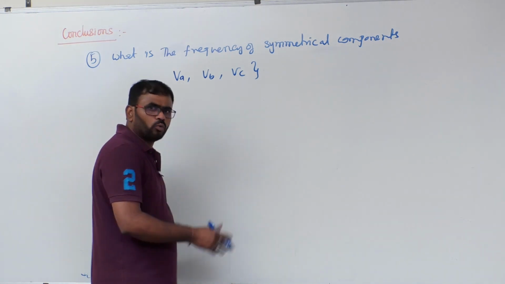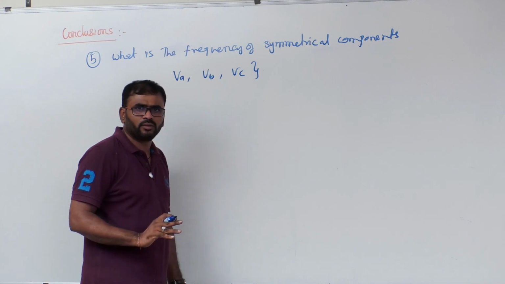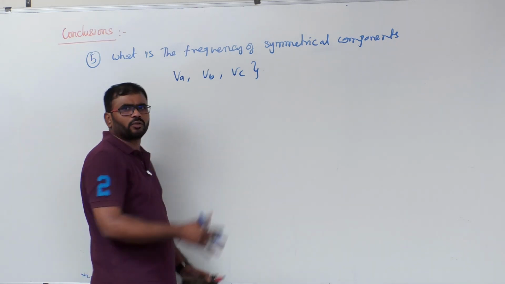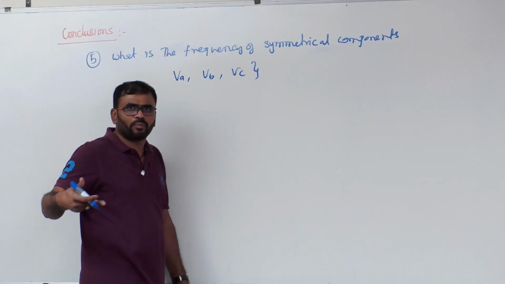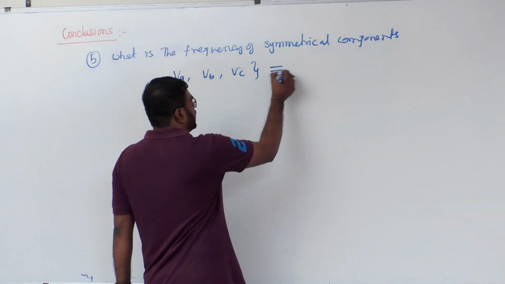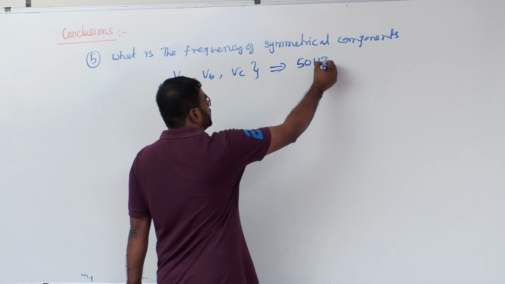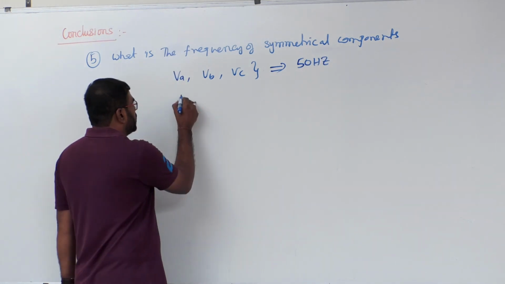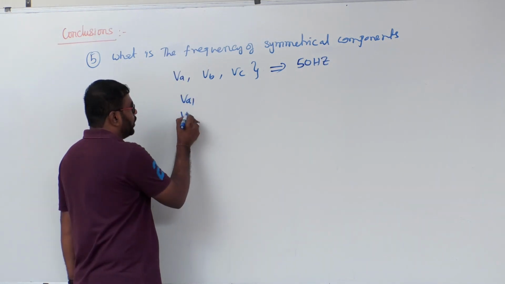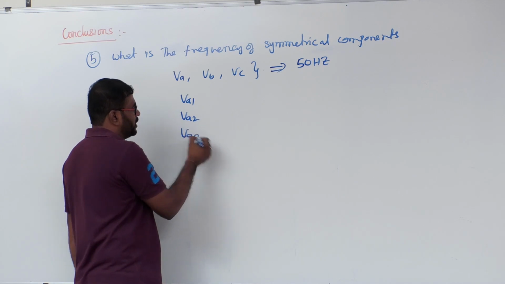Ideally speaking, the system may be unbalanced, but the frequency is what? Very close to 50 Hz. It will not become 0 Hz. So even in the unbalanced case, the frequency of VA, VB, VC is what? 50 Hz. Now my question is, what is the frequency of positive? What is the frequency of negative? What is the frequency of zero?